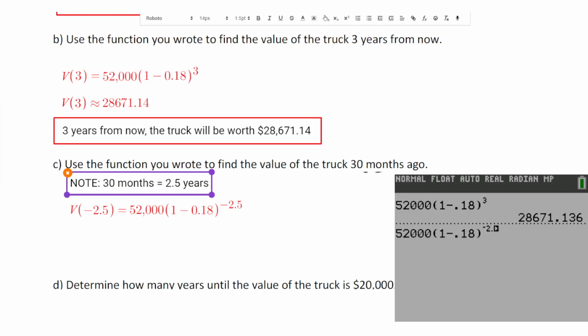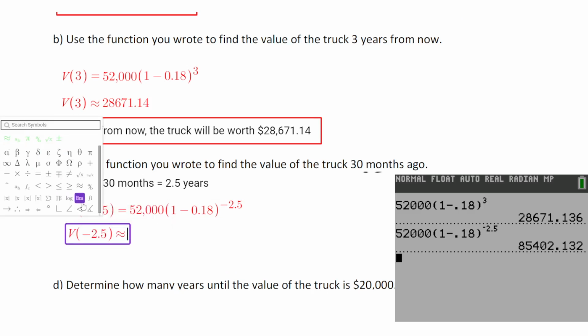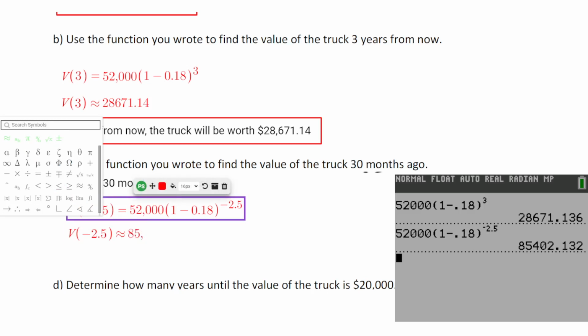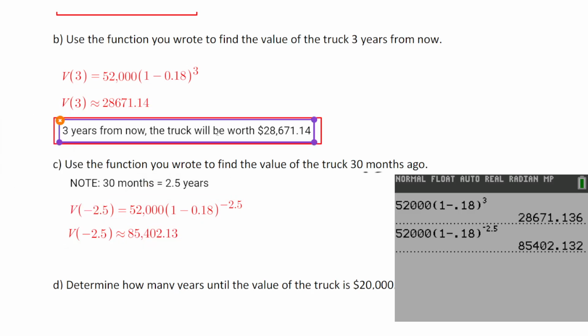So we should get a number that's bigger than the current value. And yeah, there we go. We get 85,000. This is going to be an approximate because we are rounding here. $85,402 and 13 cents roughly.